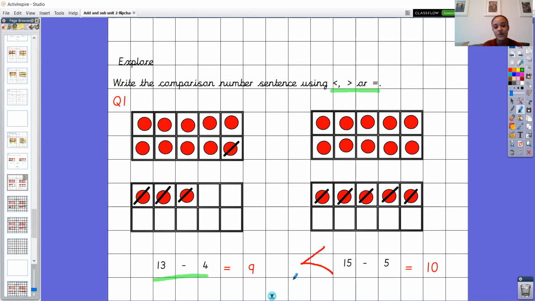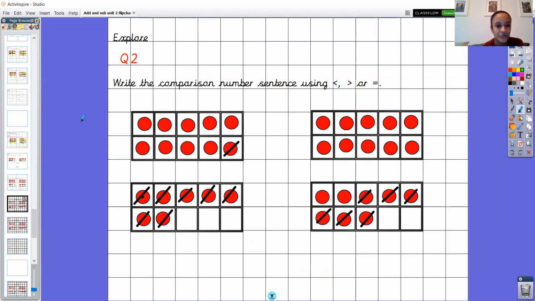13 take away 4 is less than 15 take away 5. Are you ready to say that with me? 13 take away 4 is less than 15 take away 5. Excellent, well done, Year 1.